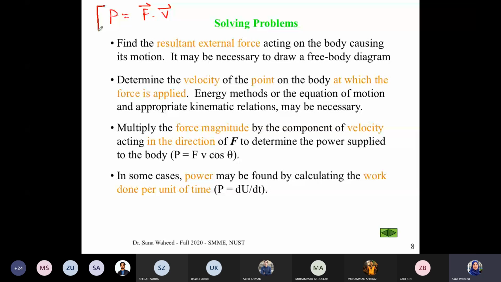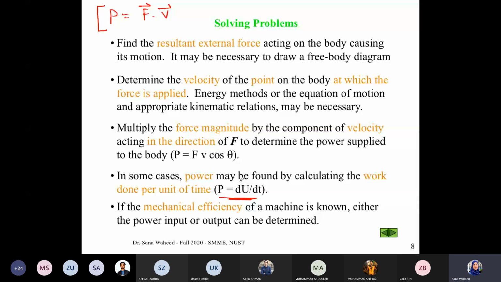Most of the time it's the force and the velocity expression that we use. But please don't forget that power is the rate of work done. So sometimes you may just know how much work is being done by the system or how much energy is being input into the system, such that we can just find that work done per unit time. We just divide the total work done by the time over which it occurred. So do still remember that it is the rate of doing work. And then remember that there is something known as the efficiency.